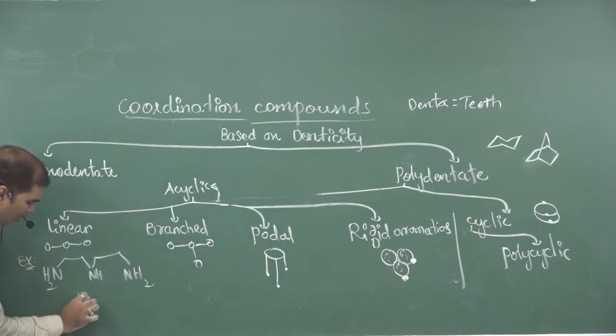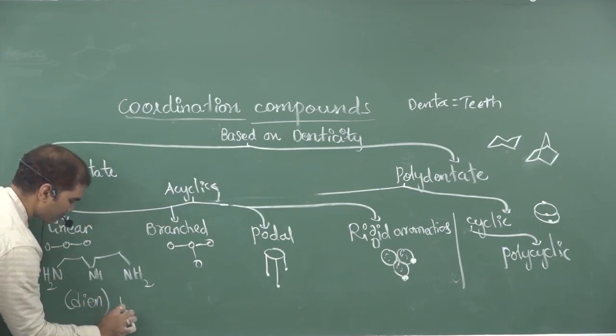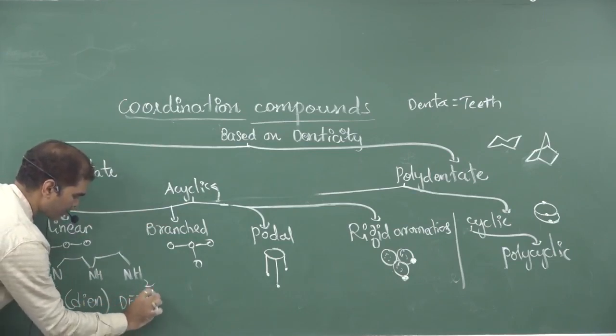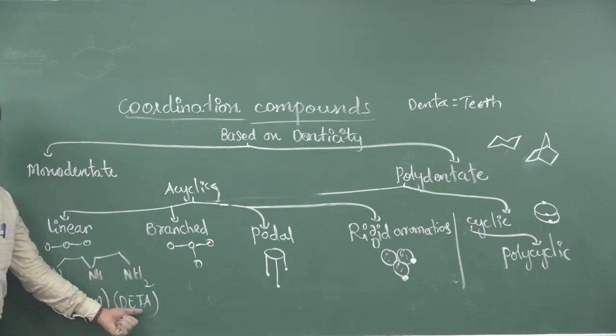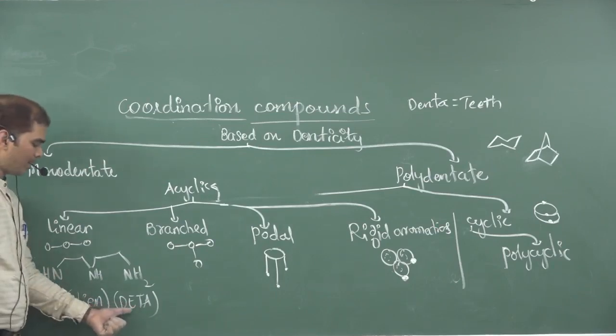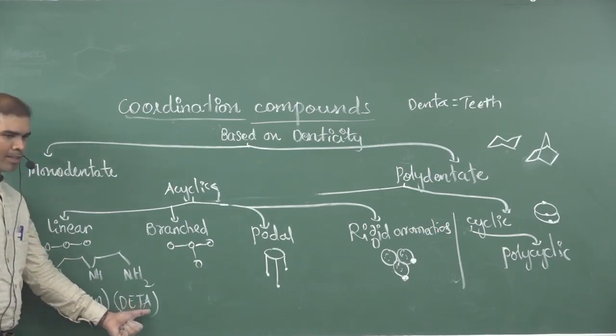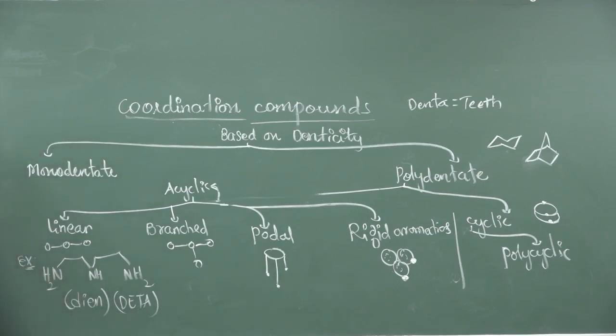This is a di-N. Di-N means diethylene triamine. You can write down diethylene triamine. Di-N. It is also abbreviated as DETA. Diethylene triamine.